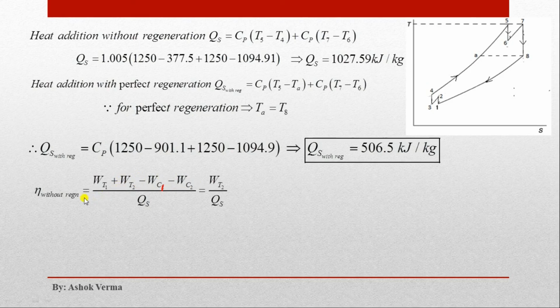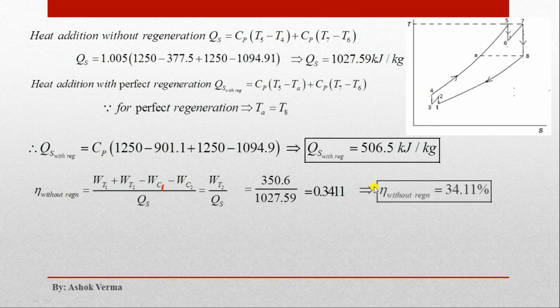So the efficiency without regenerator will be equal to WT2 by QS. You know the WT2 and you know the QS without regeneration, that is 1027.59, which will be equal to 0.3411. So the efficiency of the cycle without regeneration will be 34.11%.